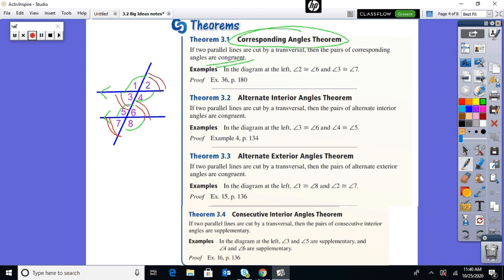So that's why your hypothesis for all these is: if two parallel lines. You've got to be parallel for these things to happen.